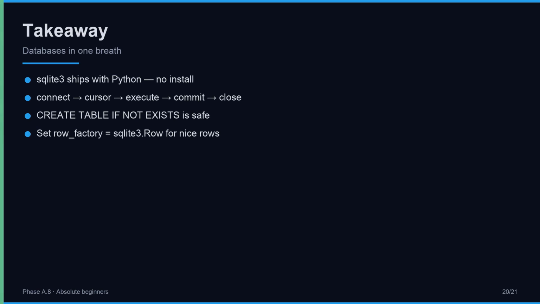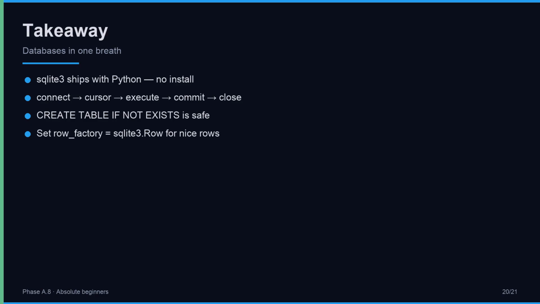sqlite3 ships with Python, so there is nothing to install. The flow is always the same: connect to a file, get a cursor, execute your SQL, commit your changes, and close. Use create table if not exists so your script can run twice without errors. Give every table an integer primary key called id. Set the row factory to sqlite3.Row so you can read columns by name. That is the foundation. Everything else in databases builds on these few moves.